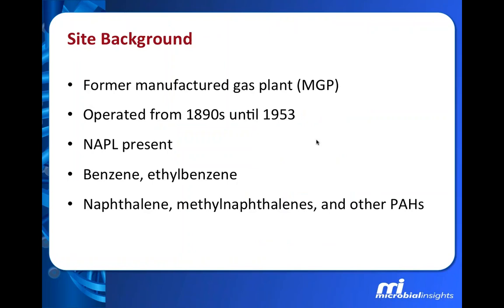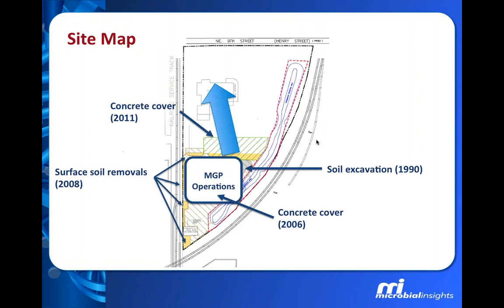This is a site that is a former manufactured gas plant that operated for more than 50 years. Naphtha was present. The primary contaminants of concern were benzene and naphthalene. If we do a quick look at the site map, we see the MGP was on the southern boundary of the property. Groundwater flows north to northwest. And in 1990, approximately 10,000 tons of source area soil were excavated from within the sand and fill unit and the top of the sandy clay unit and transported off-site.